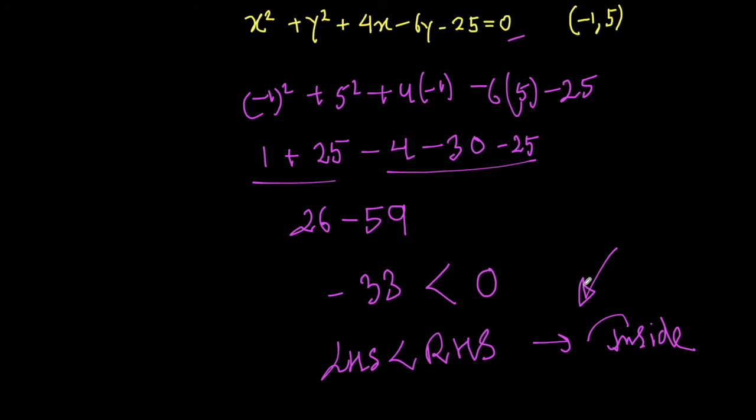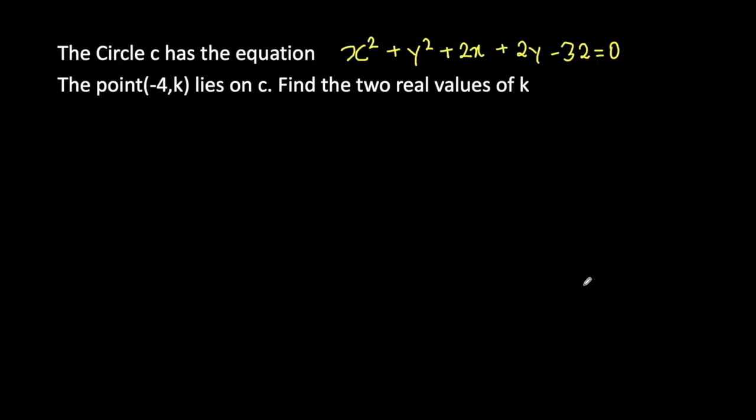Okay, let's take one more example, and it will be a different example. Now in this question, the circle C has the equation given. So the equation of the circle is given, and this point lies on the circle. Which means that if you put it into this equation, your LHS should be equal to RHS. Find the two values of K.